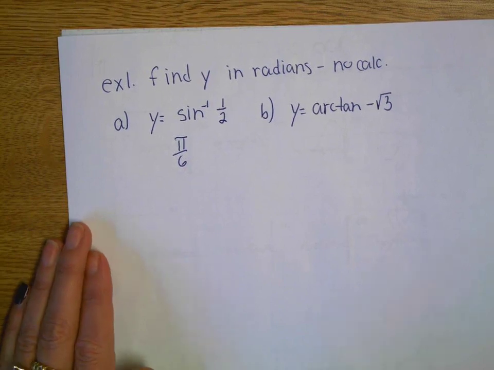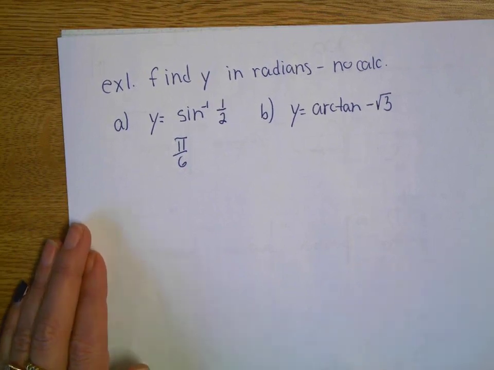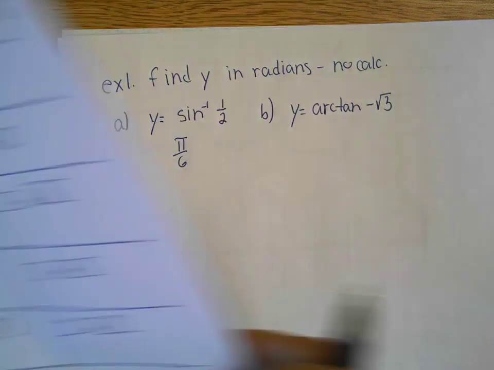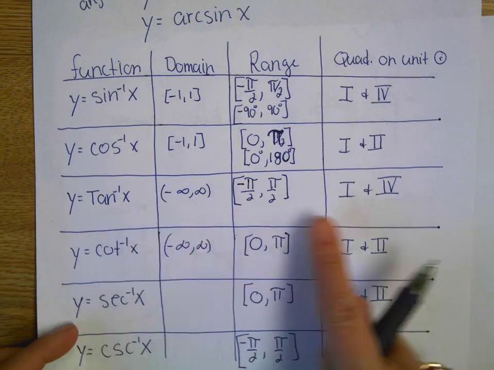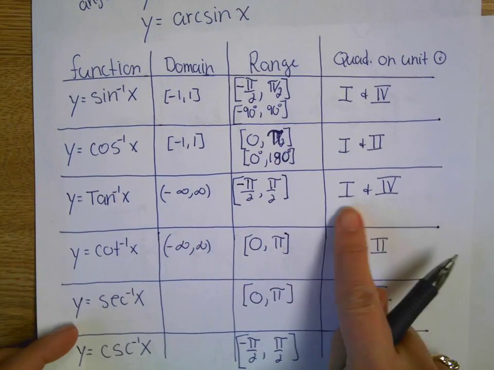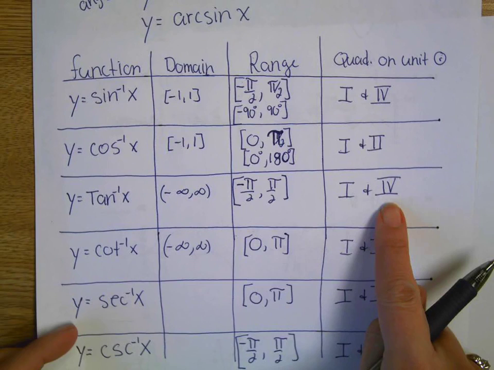So this is inverse tangent. What two quadrants should you be looking in? 1 and 4. Inverse tangent, 1 and 4 only. I want a negative, so it's probably in 4.